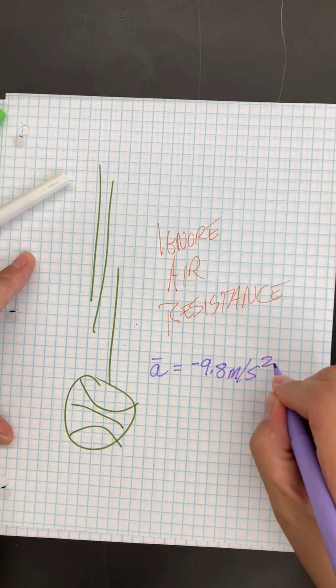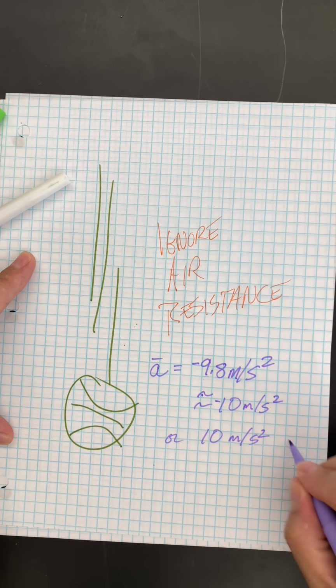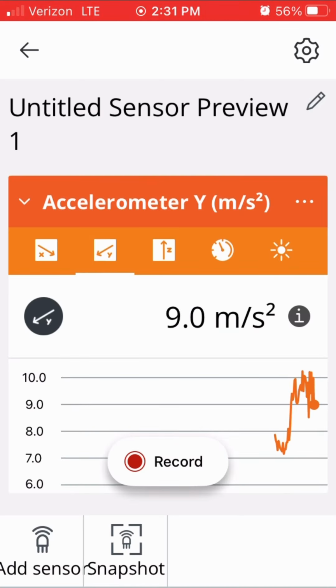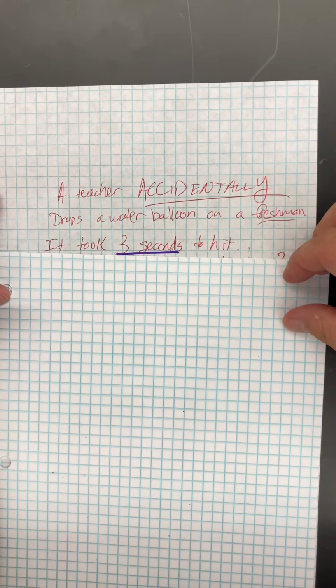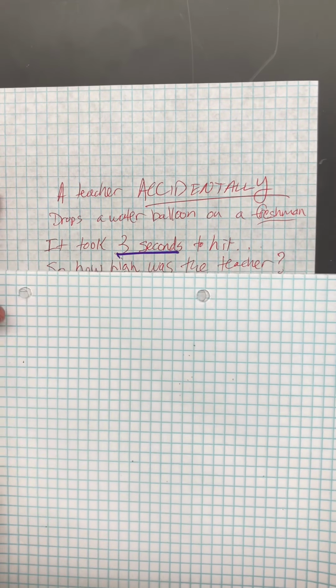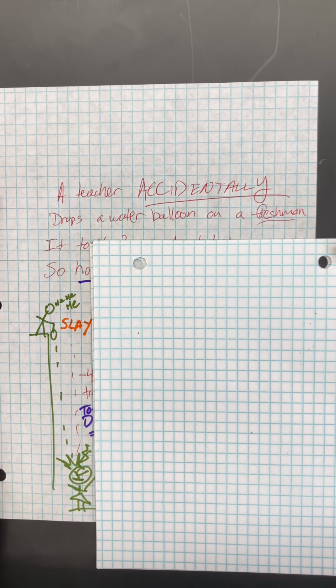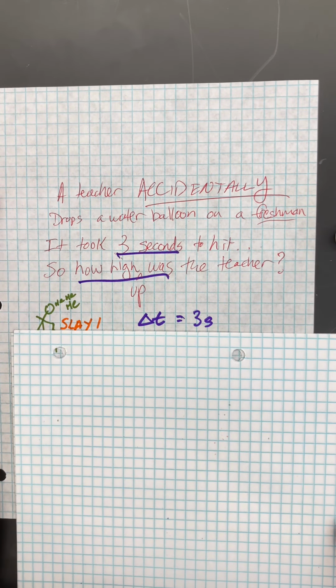And remember that acceleration due to gravity, or little g, is always going to be a downward 10 meters per second squared. Even the accelerometer on my phone tells me that little g is about 10 meters per second squared. Here's a word problem that you can apply to your take-home quiz. Let's say the teacher accidentally dropped a water balloon on a freshman student, and it took a total of 3 seconds to hit that student. Let's find out how high they were when they dropped the water balloon.